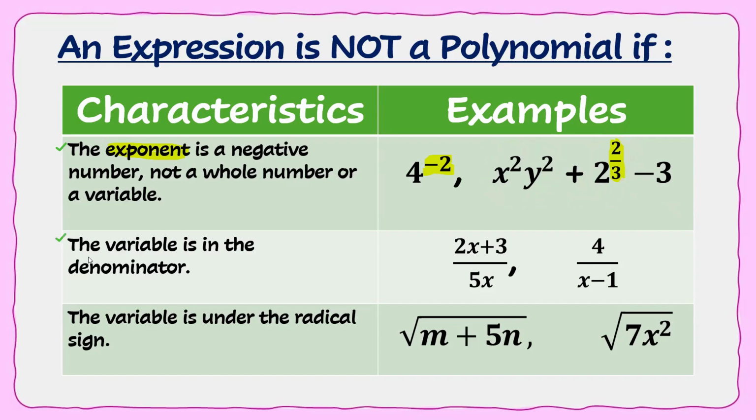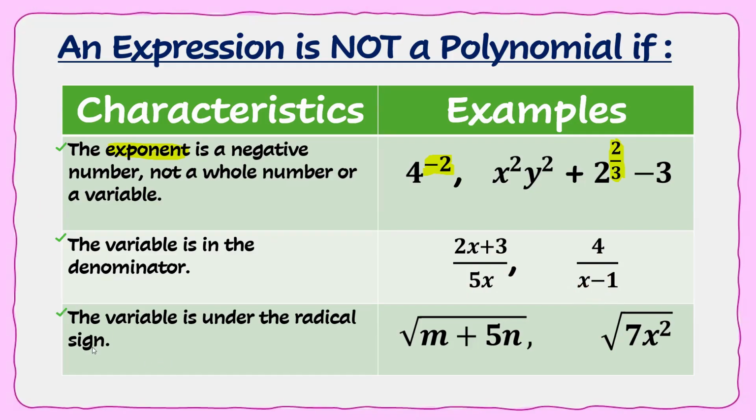Second condition, the variable is in the denominator. So, it is not a polynomial when we can see some variable in the denominator. See that? We have the expression 2x plus 3 over 5x. If you can see here, x is in the denominator. Another example, we have 4 over x minus 1. Still, we have a variable in the denominator.